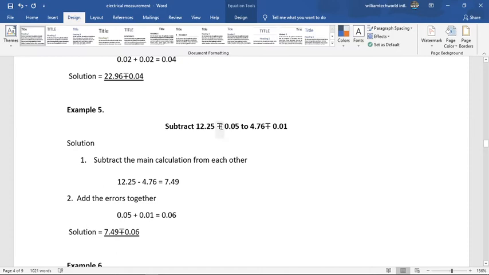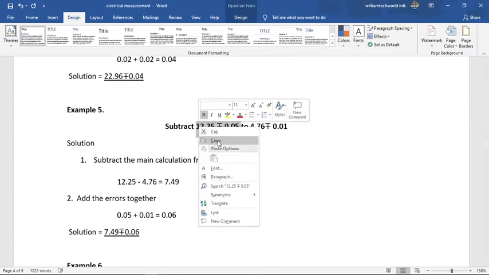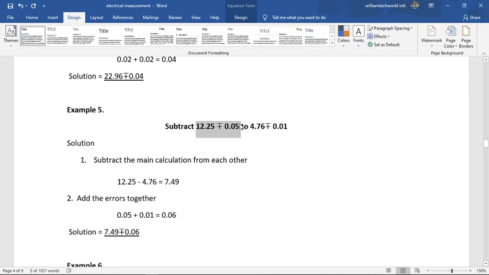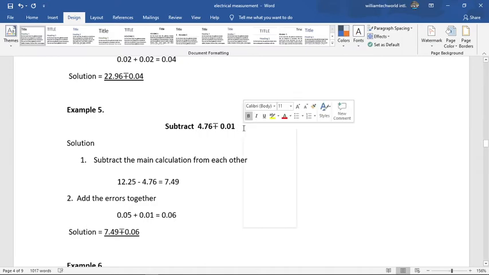Subtract 12.25 plus or minus 0.05... okay, there's some sort of mistake right here. Sorry for that mistake. It says subtract 4.76 plus or minus 0.01 from 12.25 plus or minus 0.05.